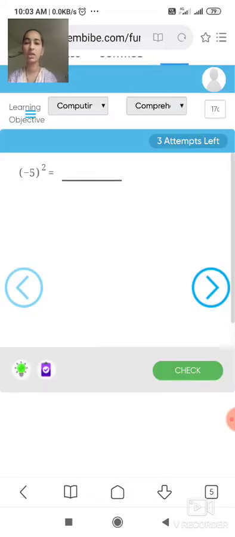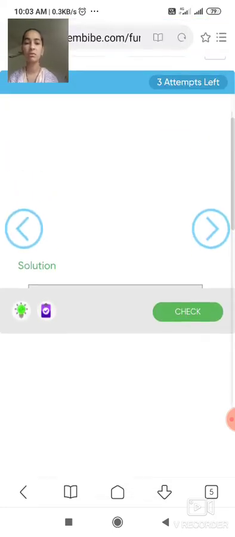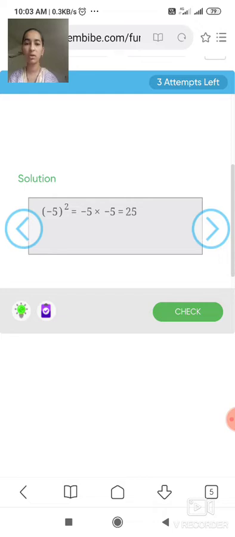Then the square of minus 5. Minus 5 is multiplied with minus 5 how many times? 2 times. So minus 5 multiplied by minus 5 will be 25. Minus minus will become plus. So the answer for this will be 25.